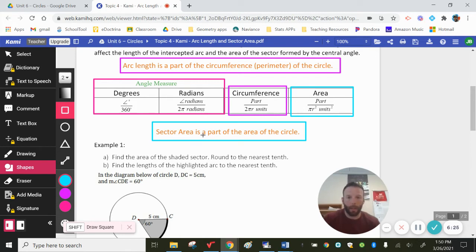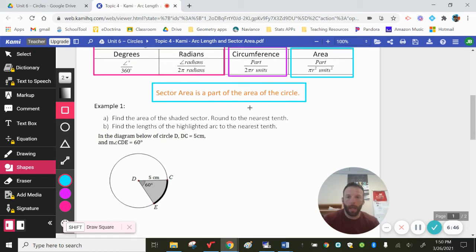And the sector area is part of the area of the circle. So when we're looking for area, we're going to say, what's the part of the area out of the whole area of the circle? When we're looking for arc length, it's what's the part or the arc length of that circle out of the entire circumference. So here's a couple examples. One of them's in degrees, the next one's going to be in radians.